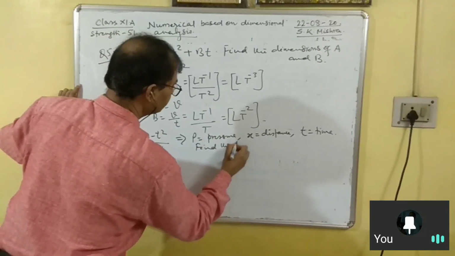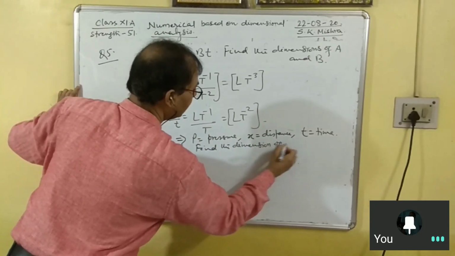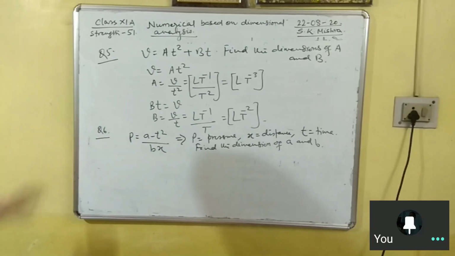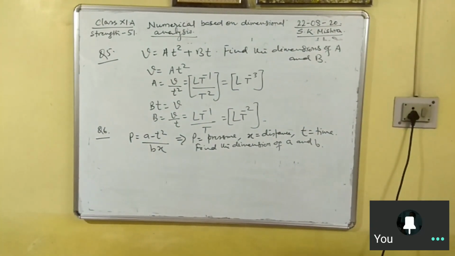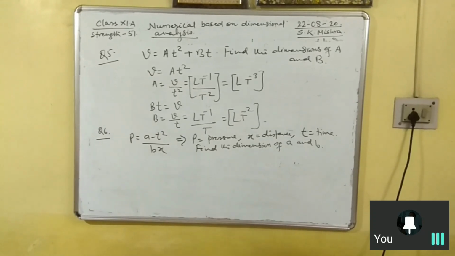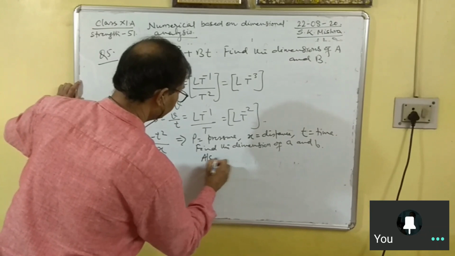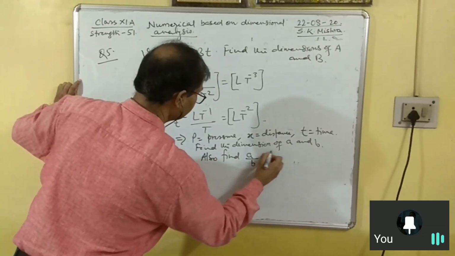Find the dimension of A and B. So how will you find A and B? And then finally find the value of A by B. Also find A by B. ये भी बताना.